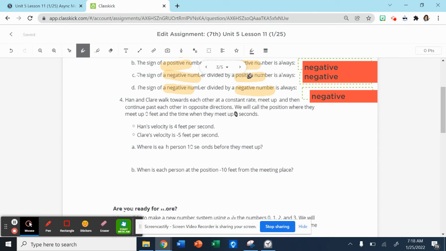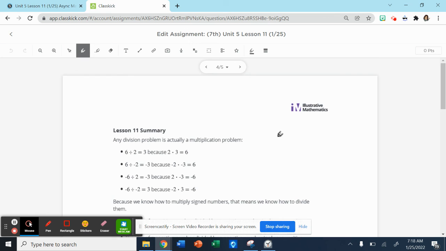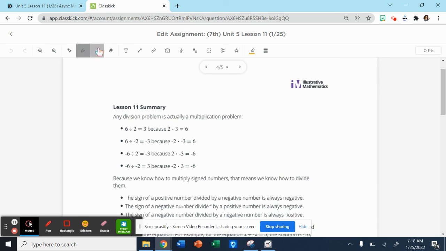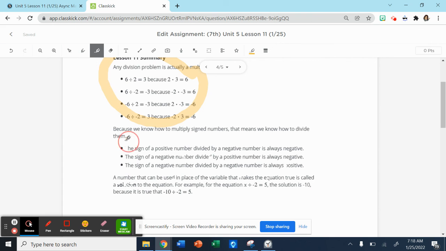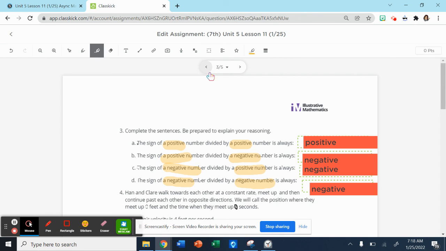There is a lesson summary on page 4 that you can read over just to review what those division and multiplication rules are. They're all listed out here. When you're done with question 4, the only other thing you need to take care of today is studying for that benchmark test. So please make sure that you completed the benchmark study guide in Delta Math and that you've emailed me if you have any questions.